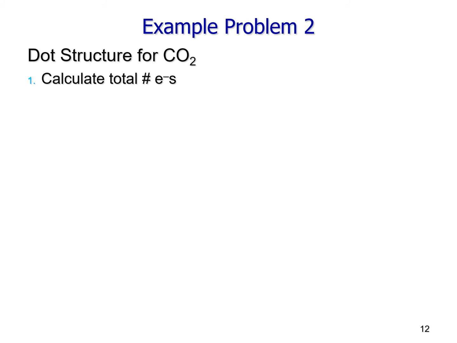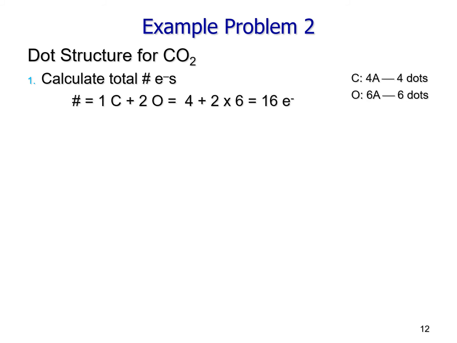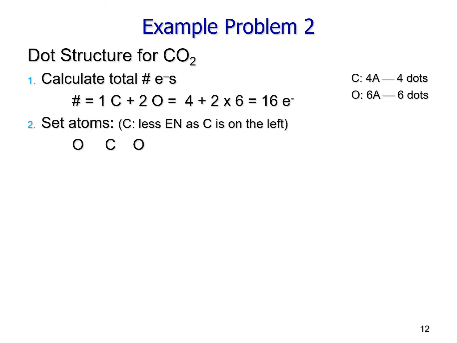As we count the total number of valence electrons, again, carbon brings in 4 dots. Each oxygen will bring in 6 dots, making a total of 16 electrons. This time, carbon is going to be in the center because carbon is less electronegative, because carbon is on the left-hand side of oxygen. Remember, across the period from left to right, electronegativity increases. That means oxygen is more electronegative than carbon. So carbon in the center is surrounded by 2 oxygens symmetrically.